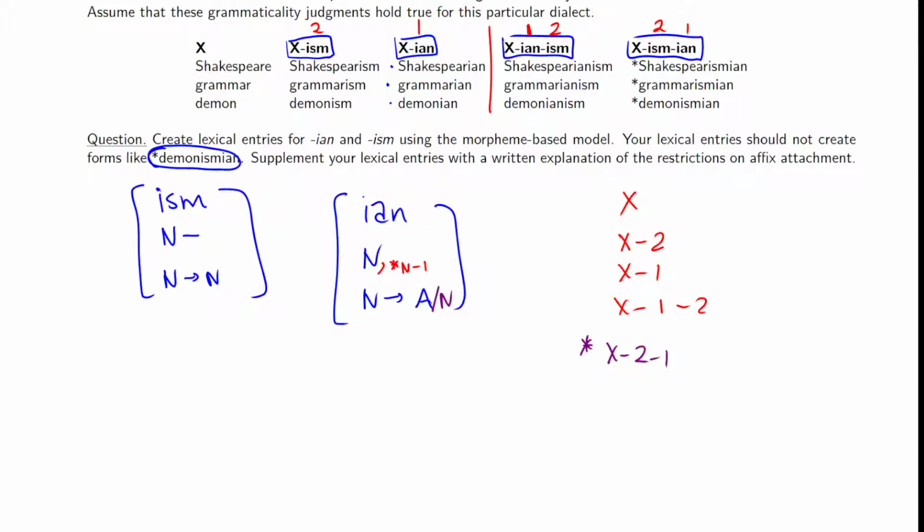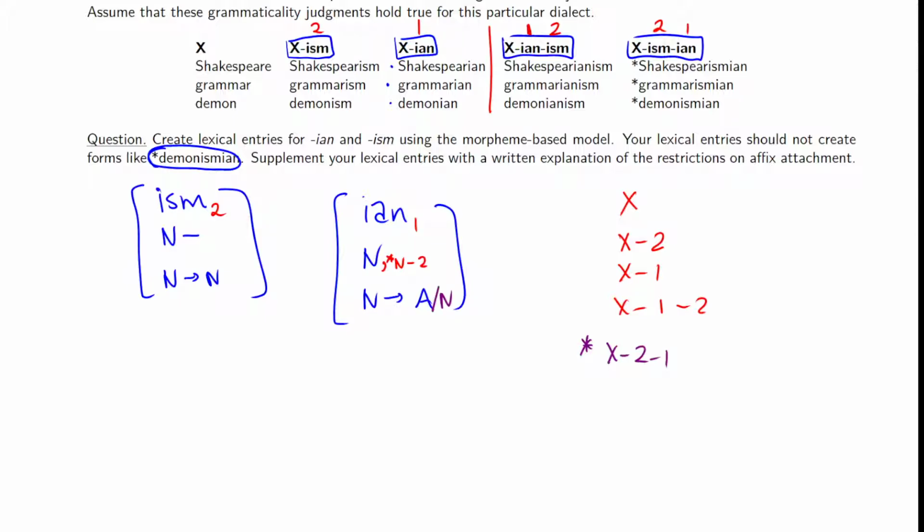So we could index our things here. Sorry, that was the wrong one. We're talking about ism, right? Ism. Okay, so let's say ism is 2, Ian is 1. So ism can attach directly or can attach after 1. There's no restrictions.